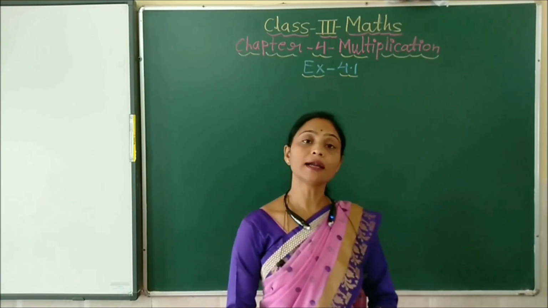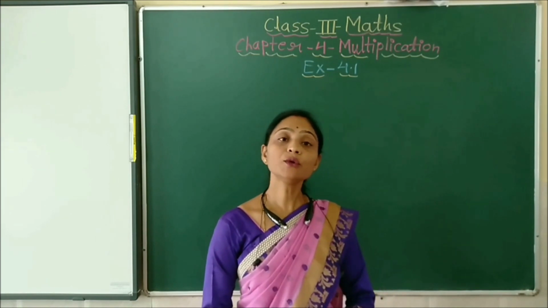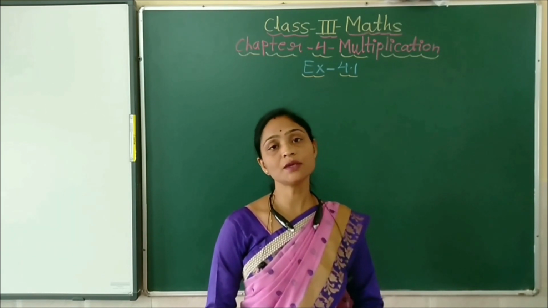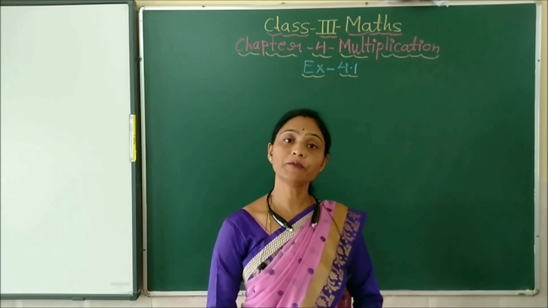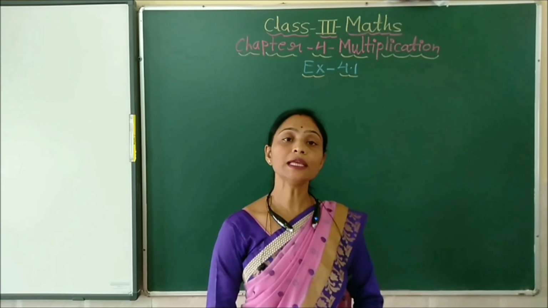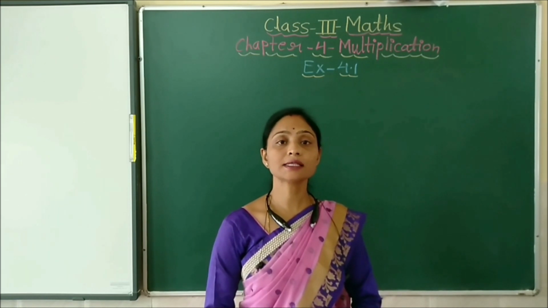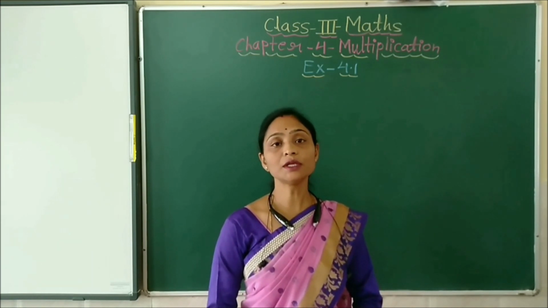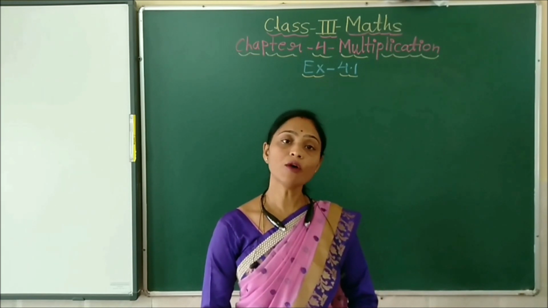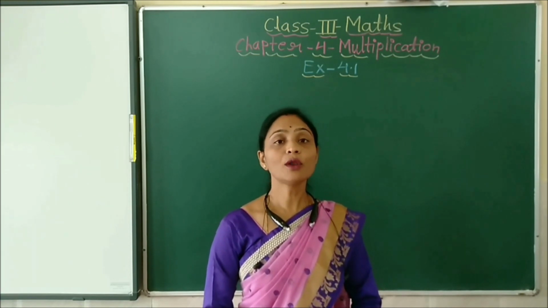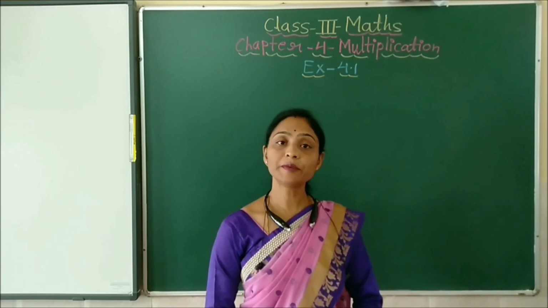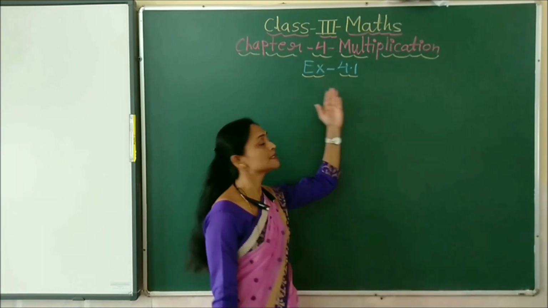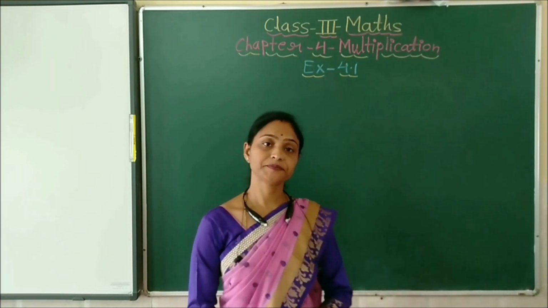Yes, so before starting this chapter, I want to ask you children, how many tables do you know? See children, you should know tables 2 to 15. At least 2 to 15 tables you should know in class 3. Then only you will be able to solve exercises of multiplication. Yes? So all of you who do not know these tables, who do not know up to 15 tables, will learn them now. Yes? Now we are going to start exercise 4.1.